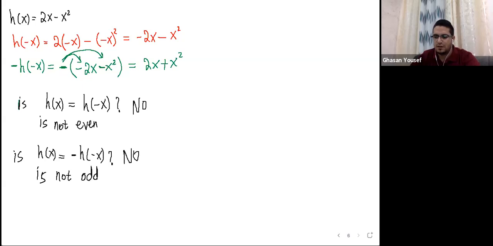So the function is not even, is not odd. So it's neither even nor odd. So the function is neither even nor odd, it's not even and not odd, both signs. Any question for this example? Here, number 2. Is it clear for all of you?